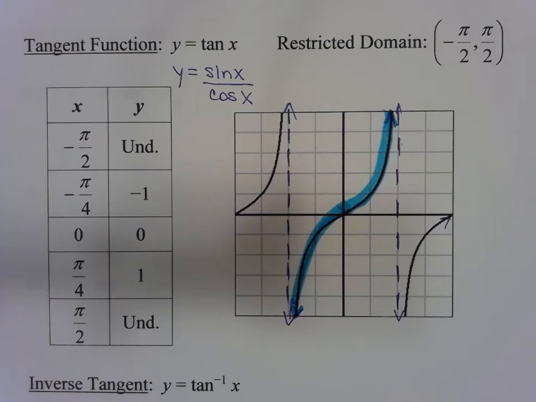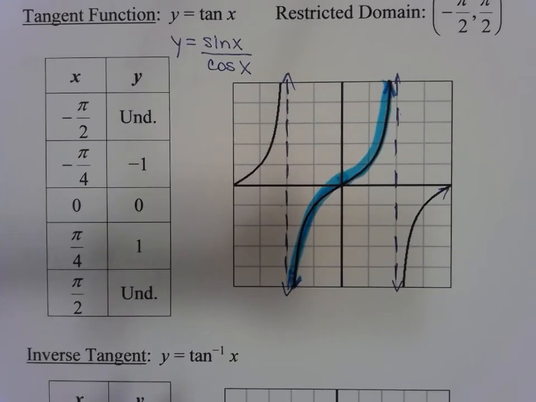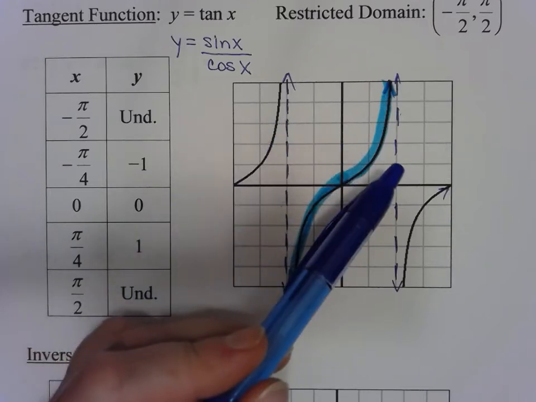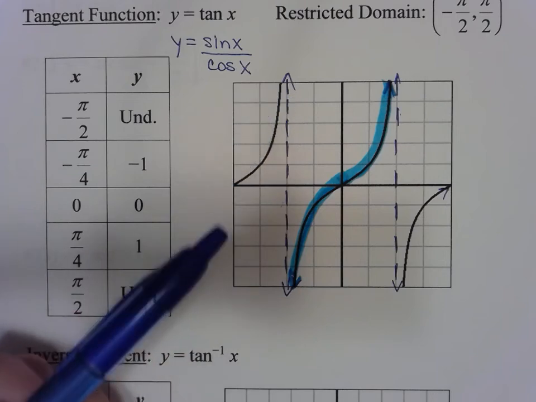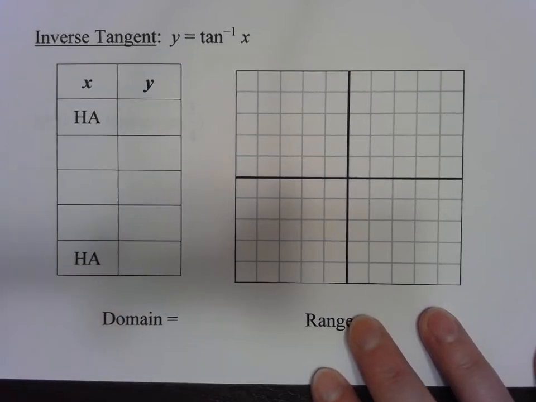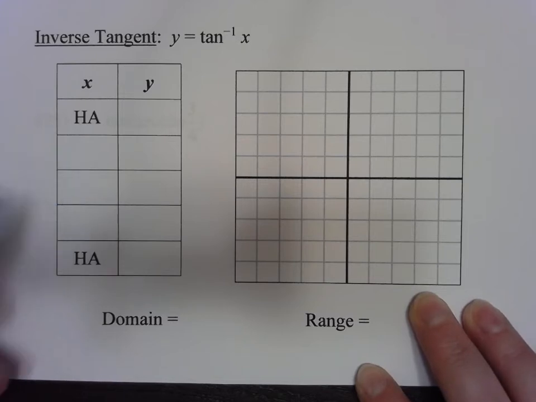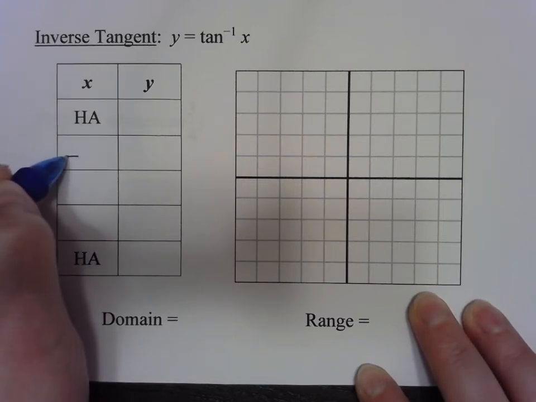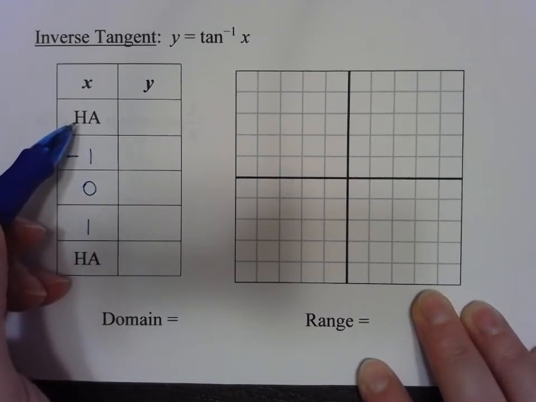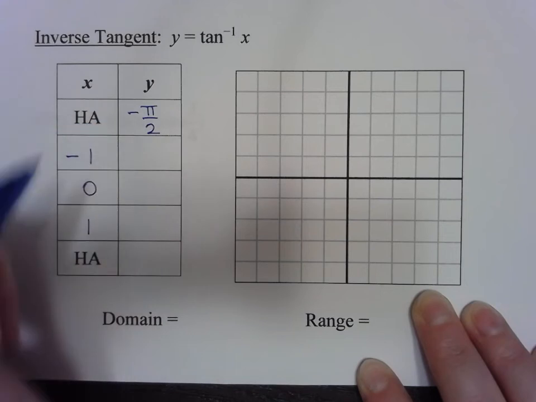So the inverse tangent will be the reflection of that, and we'll kind of reverse these coordinates. All right, when we do the reflection, anything that's vertical becomes horizontal. So these vertical asymptotes will become horizontal asymptotes when we draw the inverse tangent. And so I've kind of labeled them that way just to make it easier for us to think about. But these will be the values we get for the tangent. We're going to use -1, 0, and 1. We said that the tangent is undefined when we put in an angle like negative pi over 2 and pi over 2.